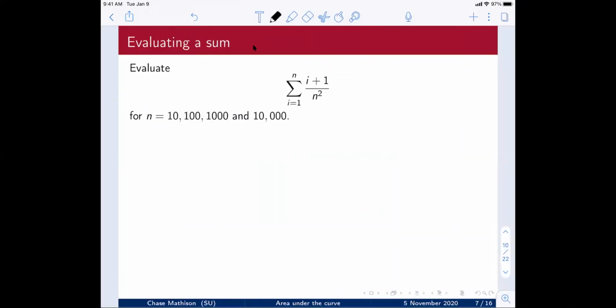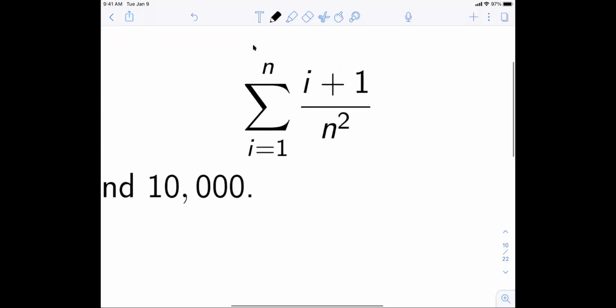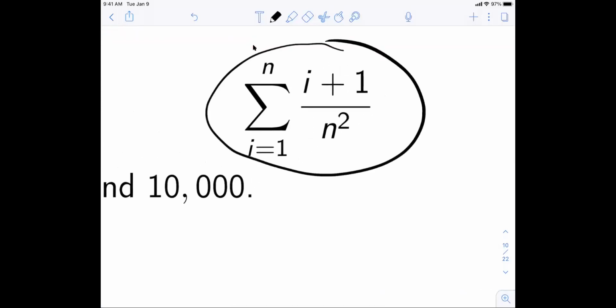All right, so let's use this. Let's evaluate the sum i equals 1 to n of (i plus 1) over n squared. Okay, and we're going to do this for n equals 10, 100, 1,000, and 10,000. Okay, so notice in this sum, what's the only thing that's changing term by term when I start writing these out term by term? i. The n is not changing.